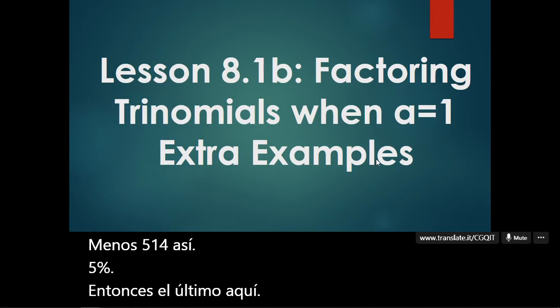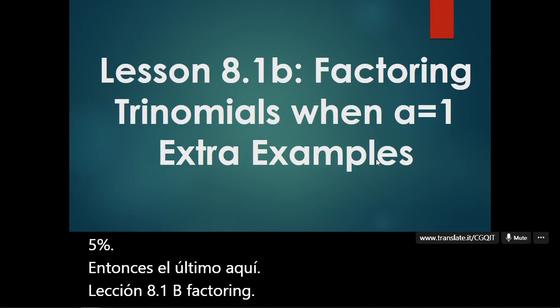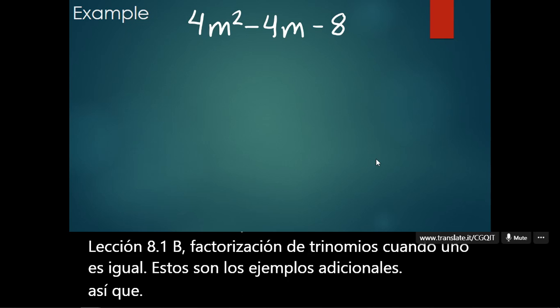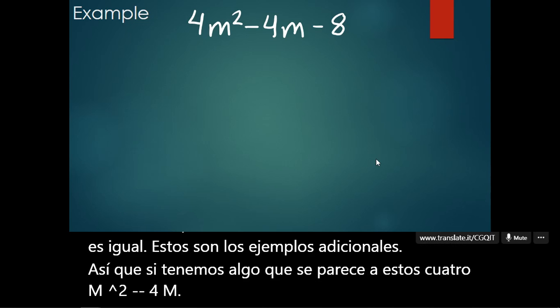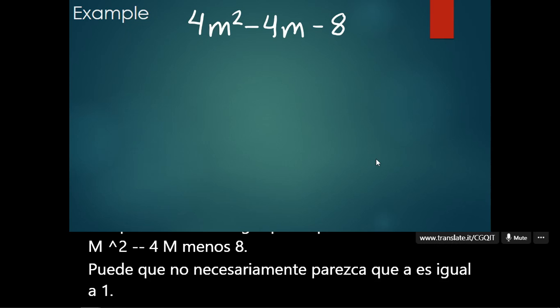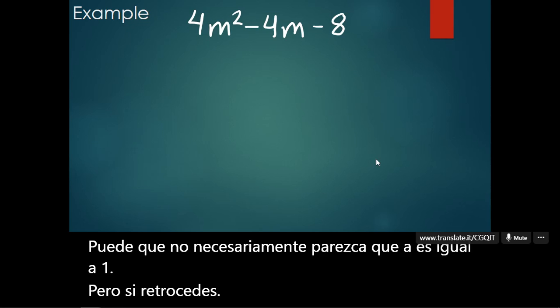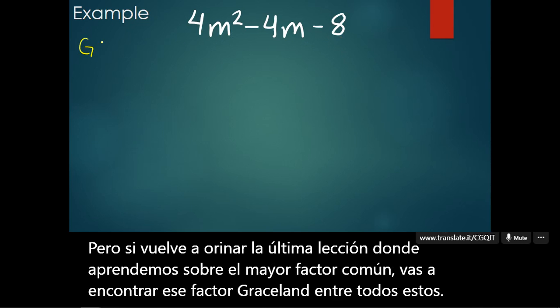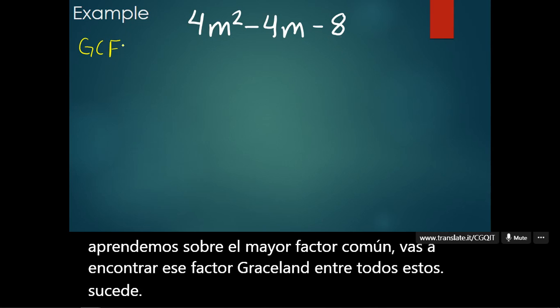Lesson 8.1b, factoring trinomials when a equals 1. These are the extra examples. So if we have something that looks like this, 4m squared minus 4m minus 8, it may not necessarily look like a is equal to 1, but if you think back to the last lesson where we learned about the greatest common factor, you're going to find that the greatest common factor between all of these happens to be 4. Okay?